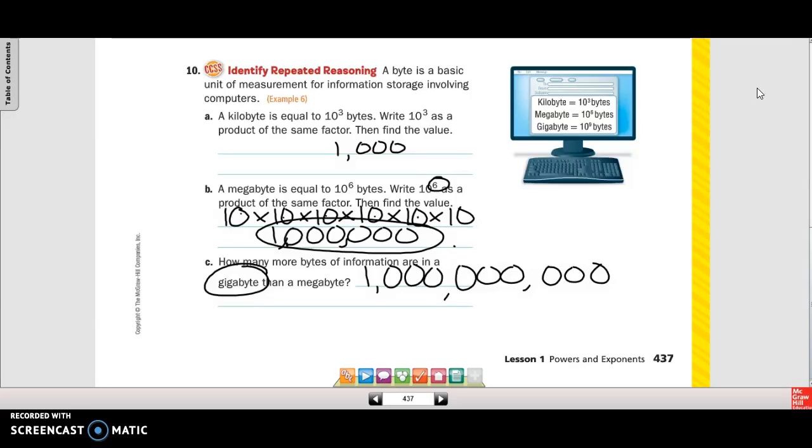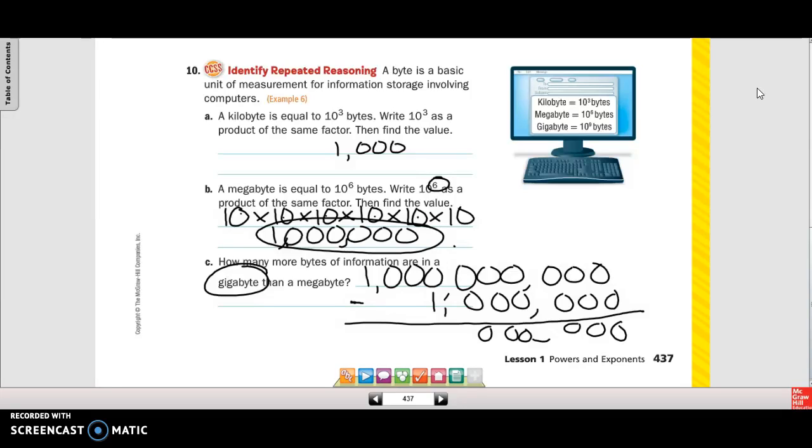So now we're going to have to subtract that. So we subtract. We borrow. 9, 9, 9. So 999 million would be your answer.